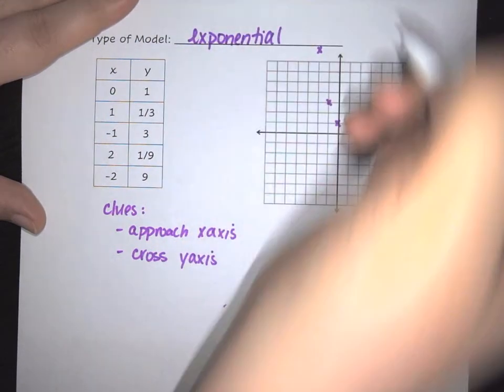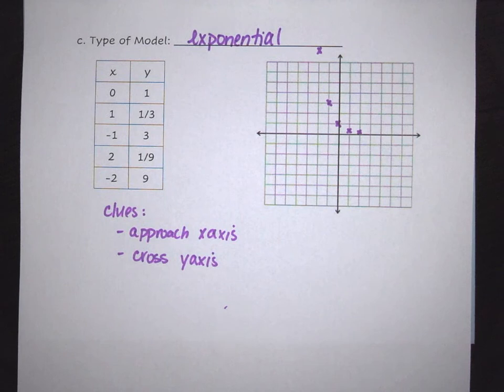So that is everything that you need, in a nutshell, to be able to graph a scatter plot based on points given and use its clues to determine the model graph that you have.